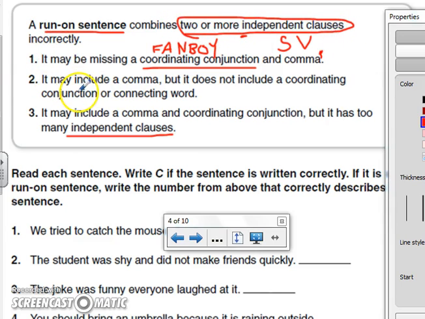So what might be the error? We're analyzing. One error is it's missing a fanboy and a comma. Another mistake you might have made, maybe it has a comma, but guess what you forgot? A coordinating conjunction. The last thing you might have made a mistake is you have way too many independent clauses, but you do have a coordinating conjunction or a fanboy. You just have too many together.